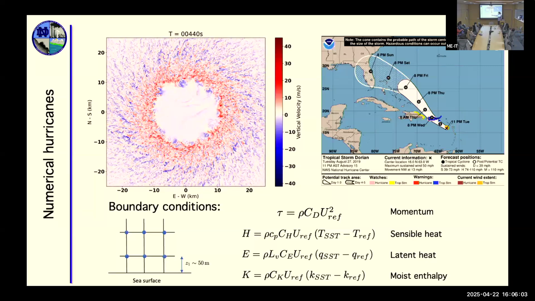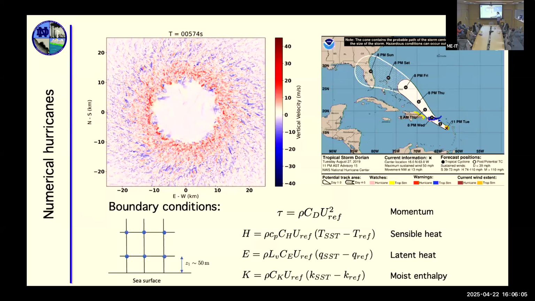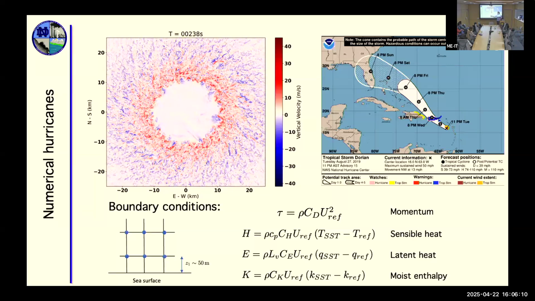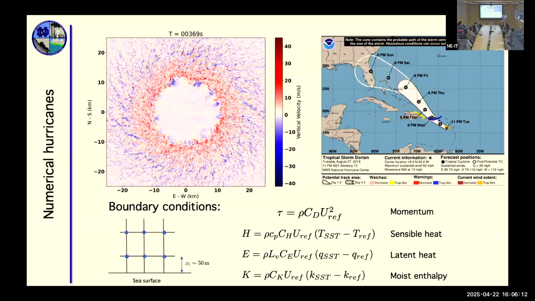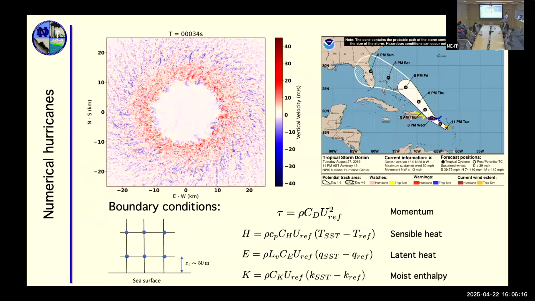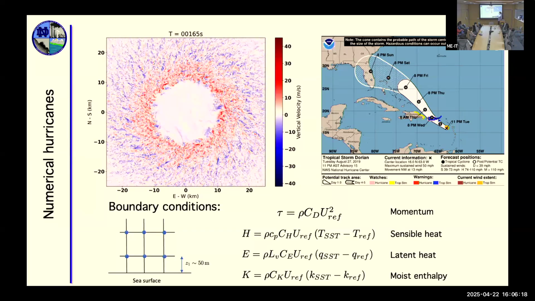You say, all right, tau, H, E, K. You can combine H and E into K, a moist enthalpy. That's what you want to know. So your boundary condition is how much stuff is going in and out the bottom: how much momentum, again, that's the drag, but also how much sensible heat and how much latent heat.